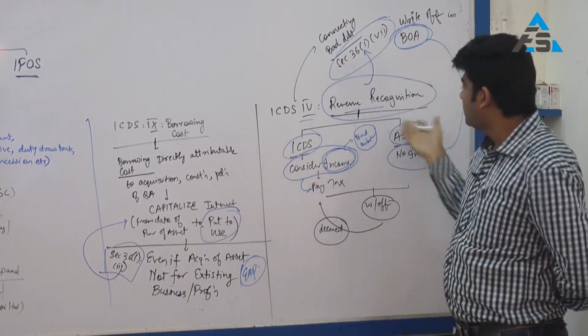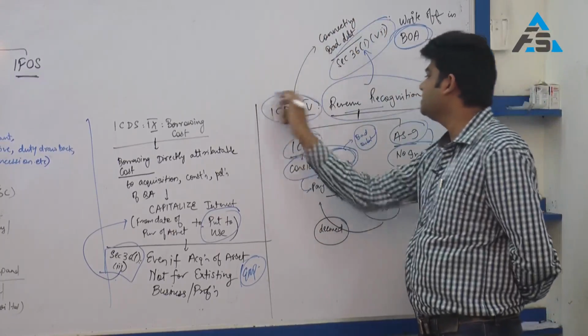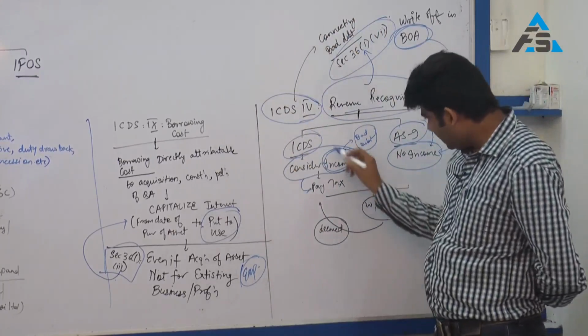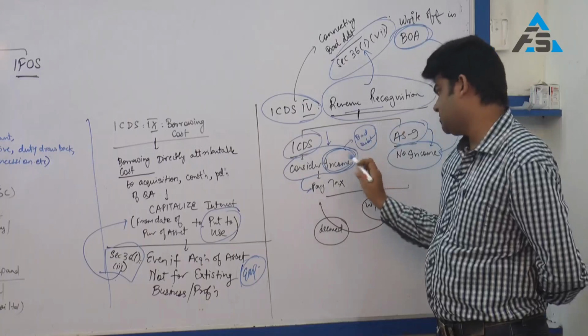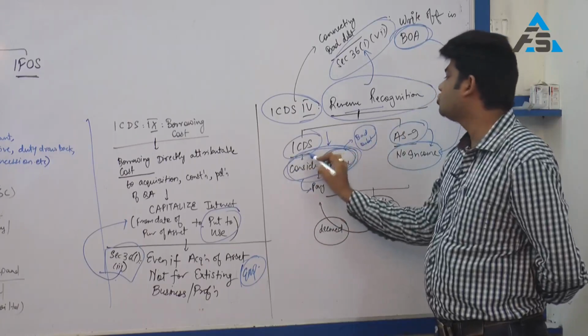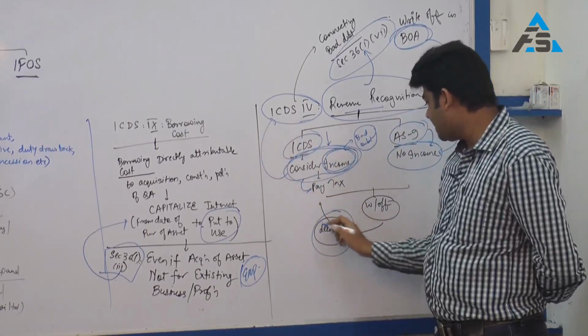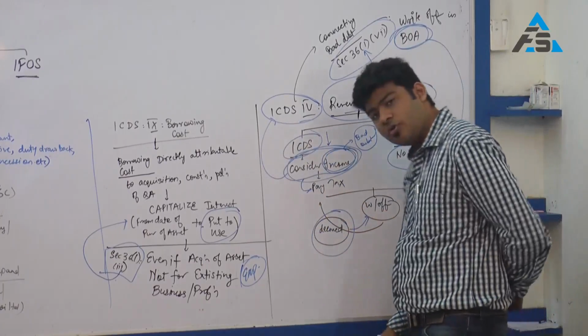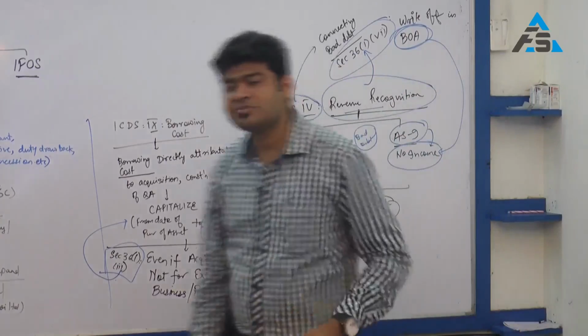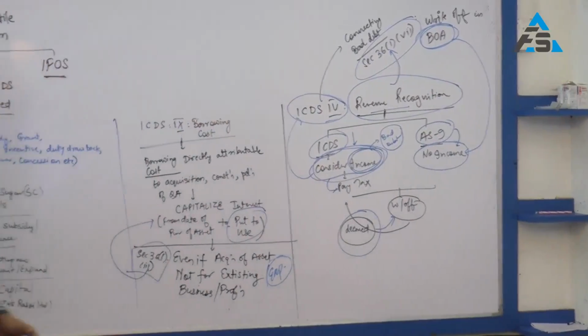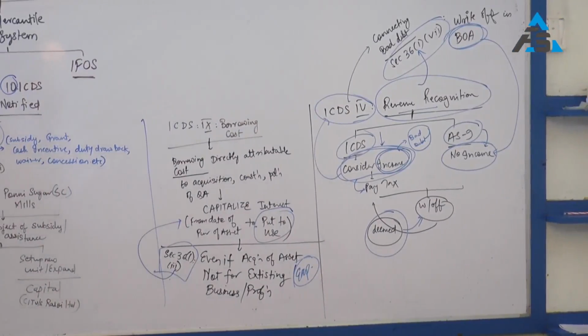In such a case, 36(1)(7) has been amended through ICDS 4, which says that in case income has been considered through ICDS 4, then it will be deemed that it is written off in the books of accounts and bad debts will be allowed to the assessee. So that is a major thing.